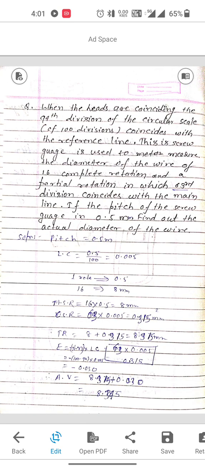When the heads are touching, the 49th division of the circular scale of 100 divisions coincides with the reference line. This screw gauge is used to measure the diameter of a wire with 16 complete rotations and a partial rotation in which the 63rd division coincides with the main line. If the pitch of the screw gauge is 0.5 mm, find the actual diameter. This question you have to do as homework.